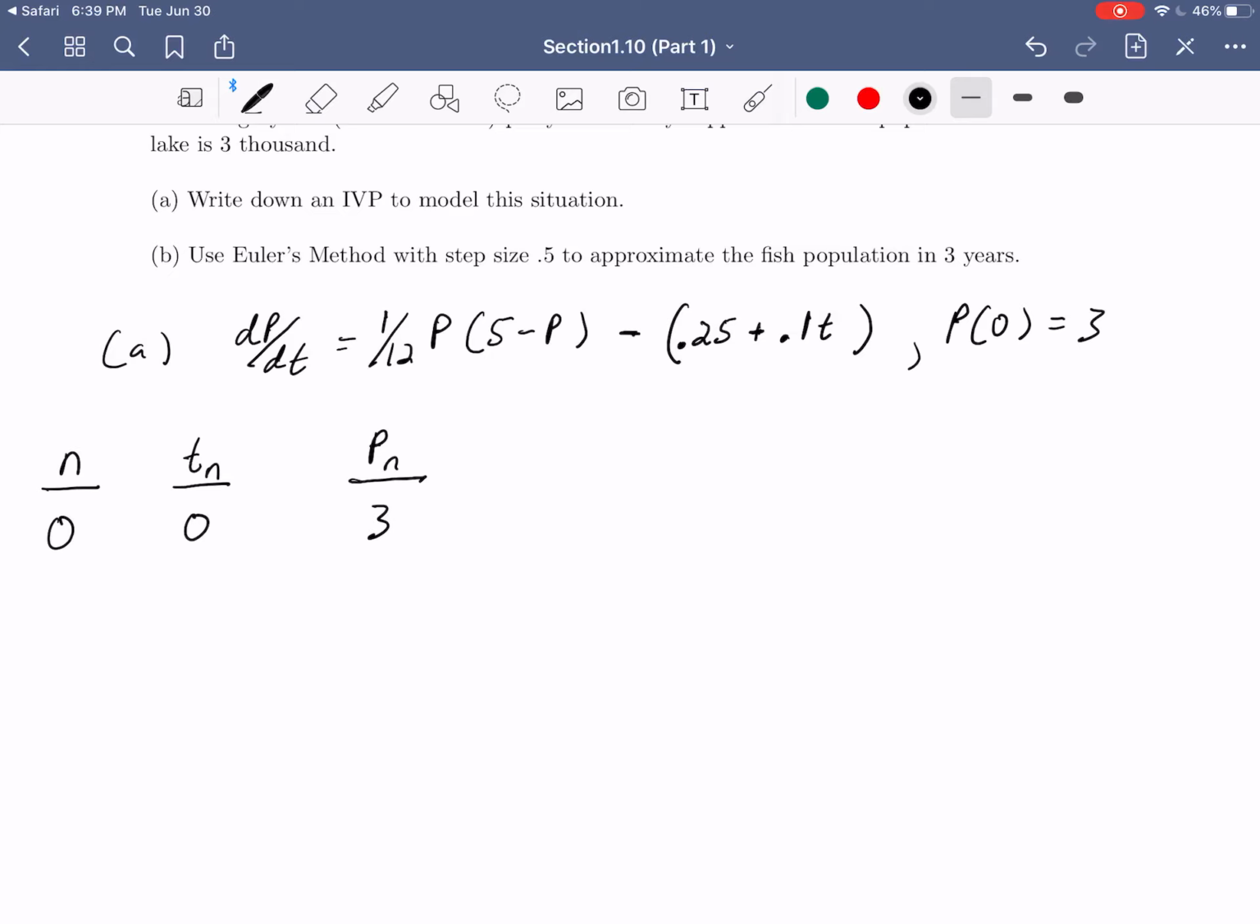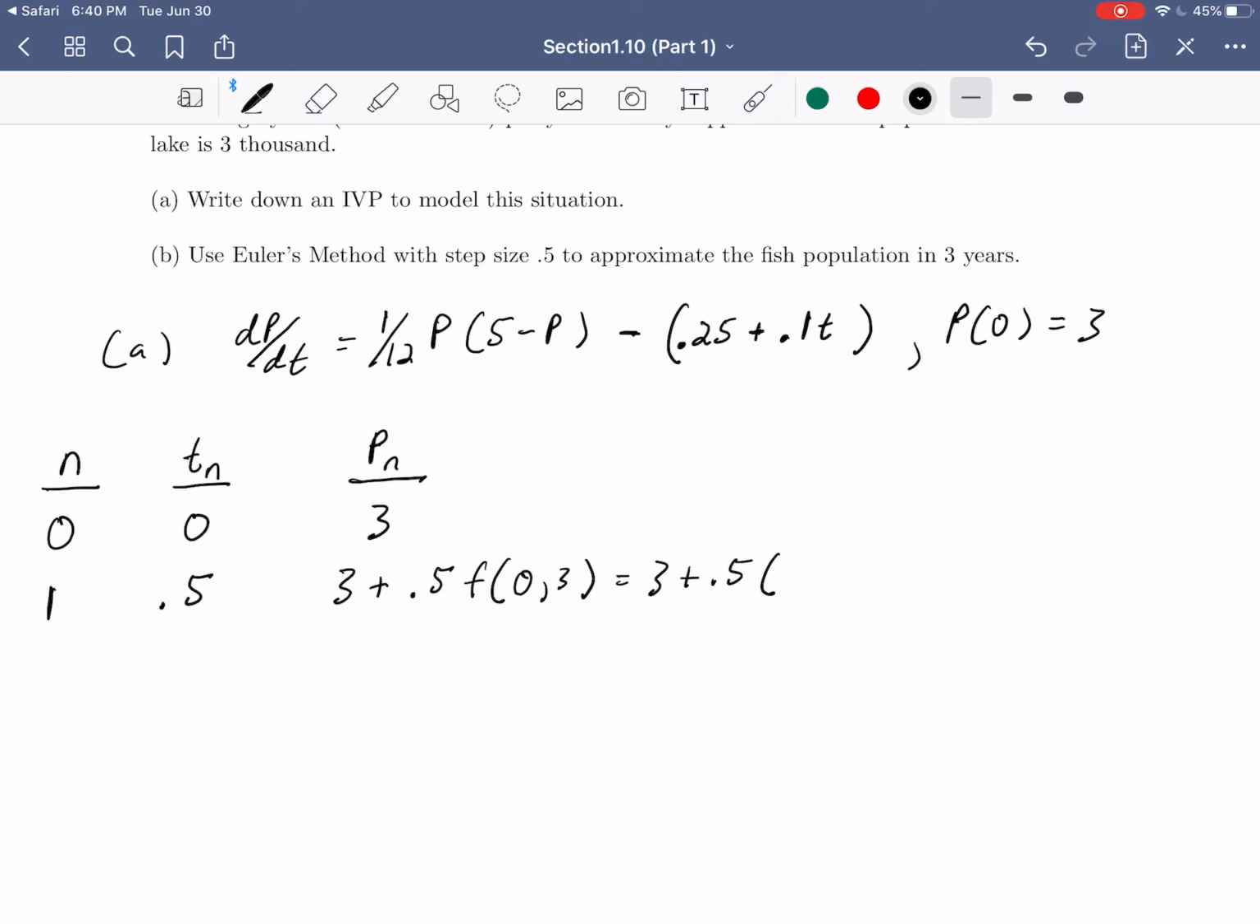Okay, so at n equals 1, we're going to advance our independent variable by the step size. So we're now going to be at 0.5. And then this will change to taking our original population, 3, plus the step size, which is 0.5, times our differential equation evaluated at the previous moment, which is 0, 3. Now, what we'll need to do is plug t equals 0 and p equals 3 into this. So if we do that, we should get 3 plus 0.5, and I'm just going to go ahead and do this on the calculator.